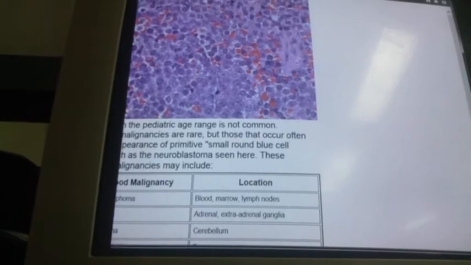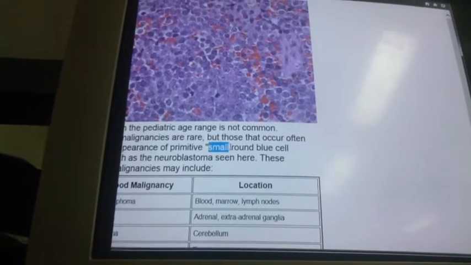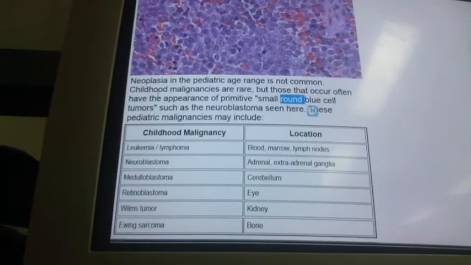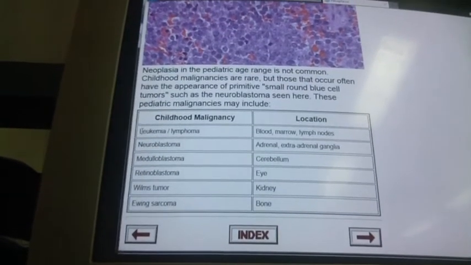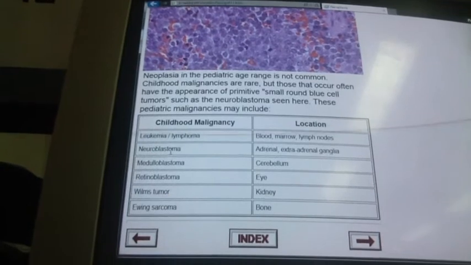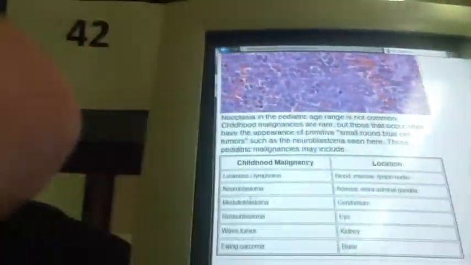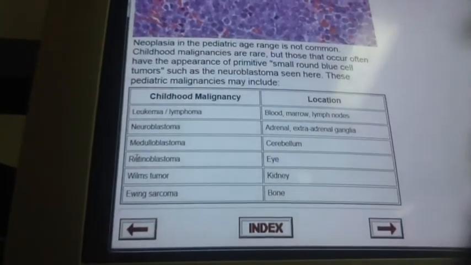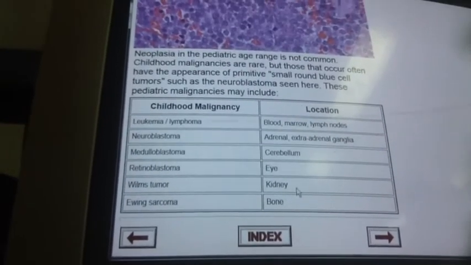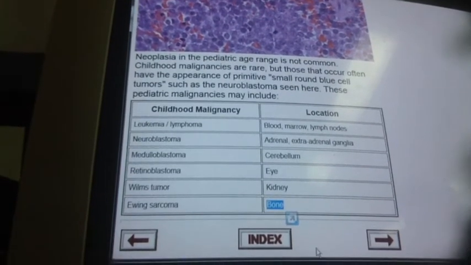We call it the small round blue cell tumor because the cells are small, the same size, rounded in shape and blue in color. And in this category, there are different types of tumor. For example, we have leukemia and lymphoma, which arise from blood, marrow, and lymph nodes. Neuroblastoma, which is also a small round blue cell tumor, arises in the adrenal gland and extra-adrenal ganglia. Also medulloblastoma arising in the cerebellum, retinoblastoma from the eye, Wilms tumor which we see in the kidney, and Ewing sarcoma, which is also a small round blue cell tumor.